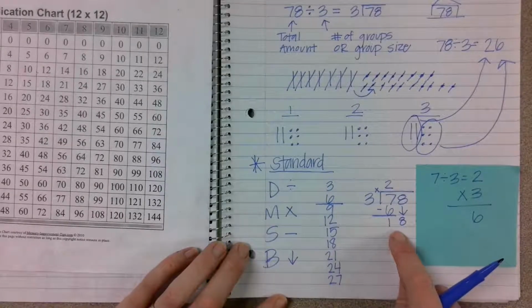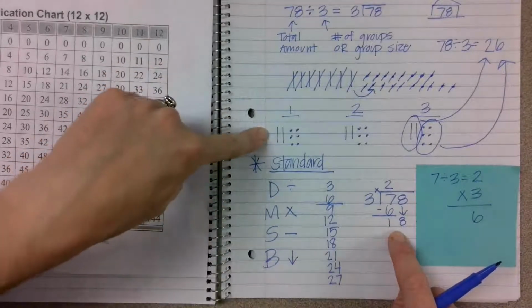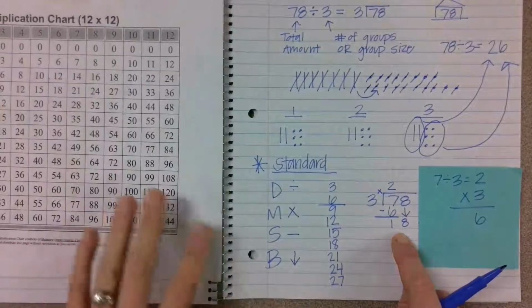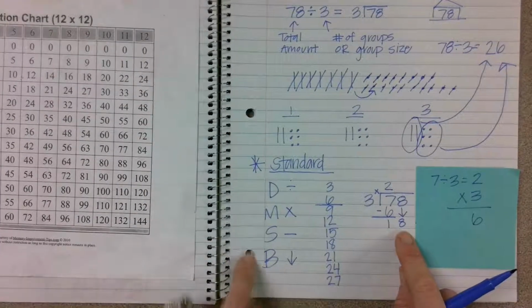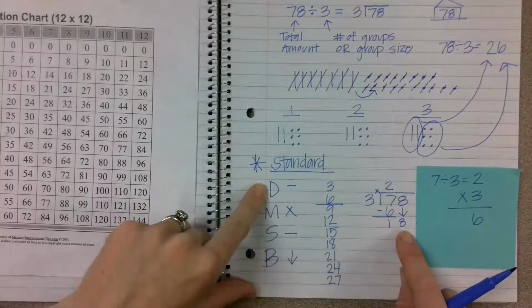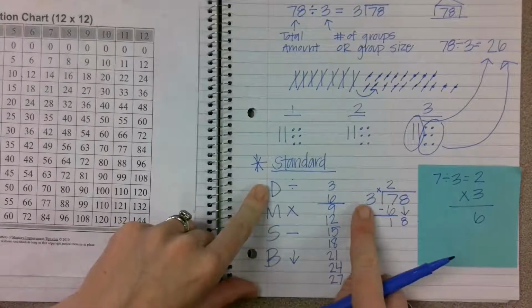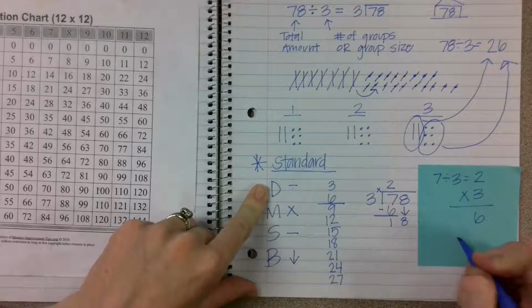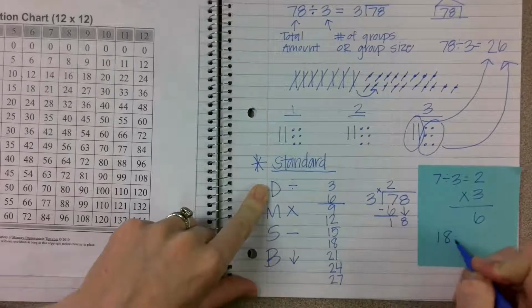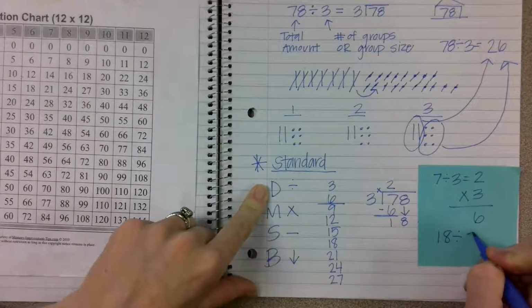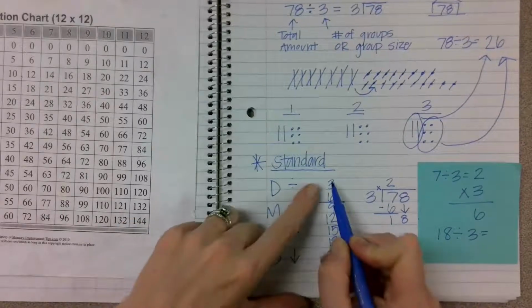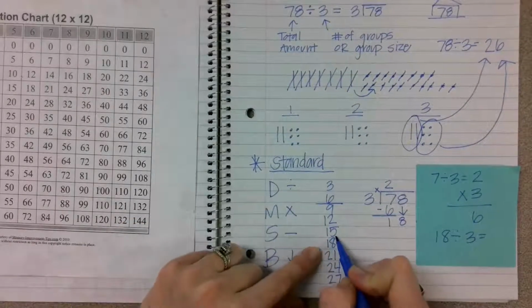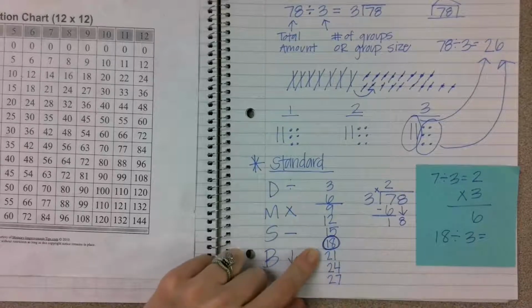This is showing it mathematically. This is showing it visually. Okay? So now that I have brought it down, I am going to start back over. And I'm going to say, how many times does 3 go into 18? How many times is 3 go into 18? Well, 3 and 18 is right here. It goes exactly into it.